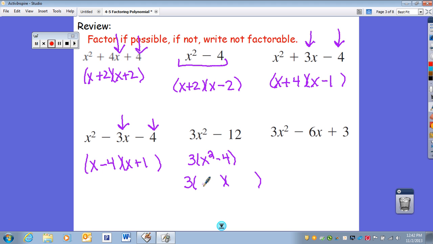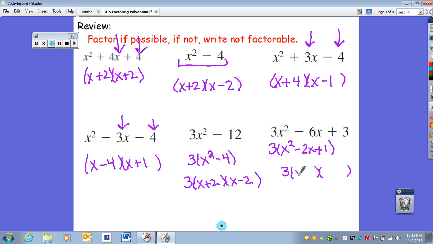So when we factor that, we would have x plus 2 and x minus 2. In our next example, we want to take a look to see if there's a common factor, and there is, which is 3. So I'm going to divide all three terms by 3, which gives me x squared minus 2x plus 1. And then I want to factor if possible, because we always want to factor completely.